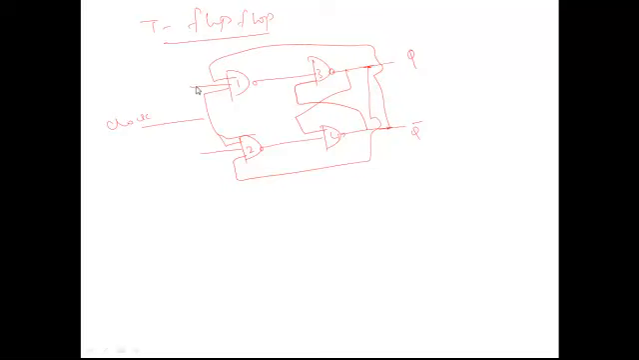Now, from this you will draw the T flip-flop. T flip-flop is nothing but a flip-flop with only one input, in which J and K are connected together. So the J input and K input we are just tying together to call it a T flip-flop. The other name of the T flip-flop is a toggle flip-flop.